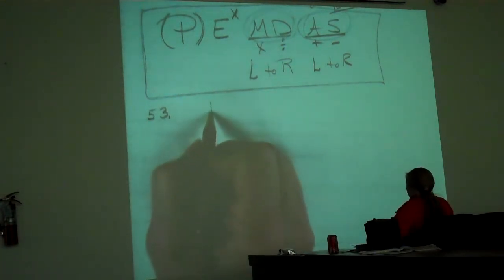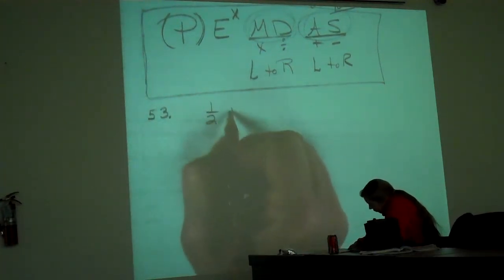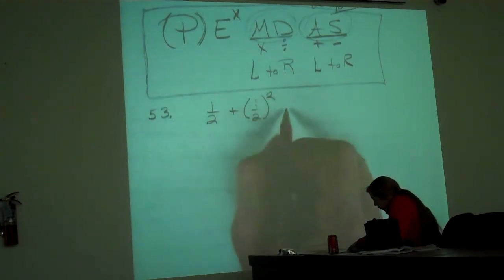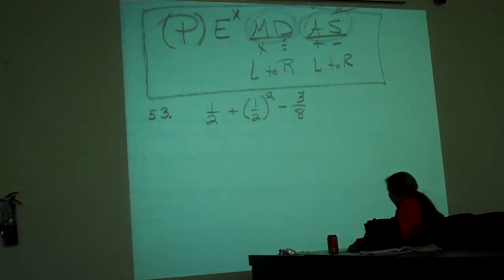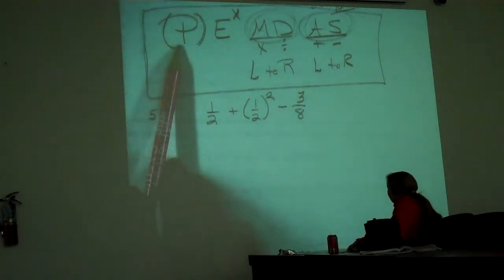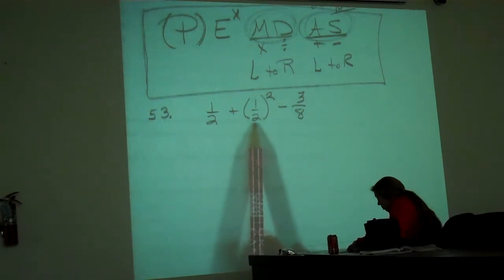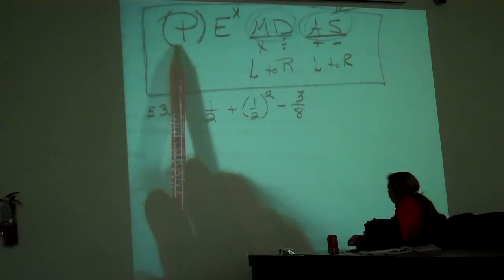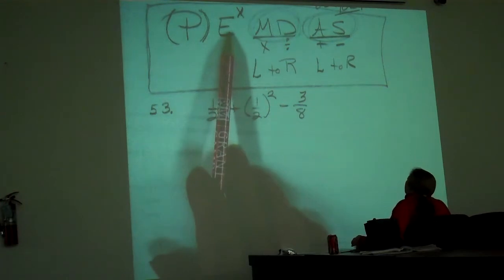Number 53 says 1/2 plus 1/2 squared minus 3/8. Okay, it says to do parentheses first. Inside here, there's nothing to do. There's not like an addition or something inside here. So there's not really any work to do in the parentheses, so we go to the exponent.